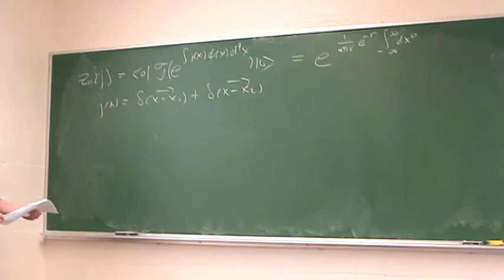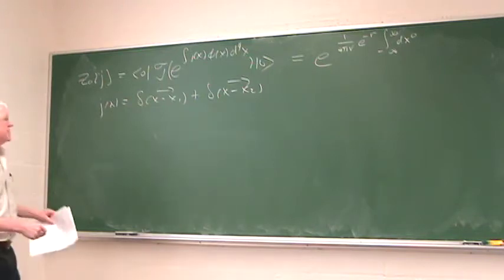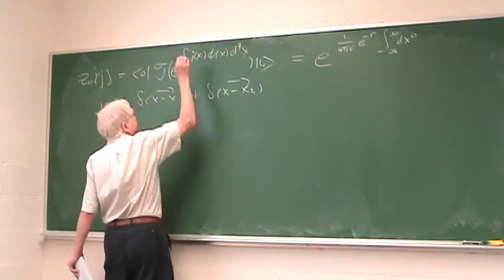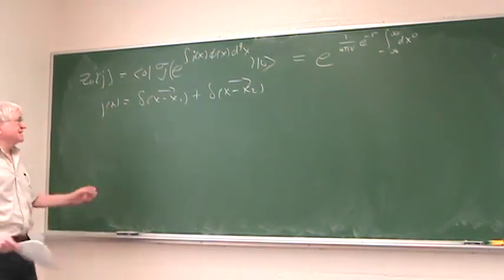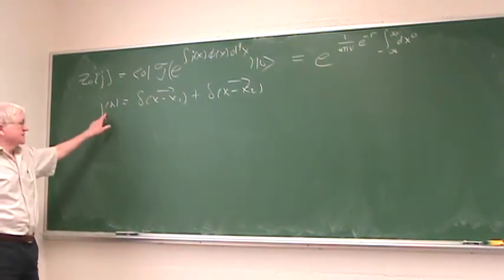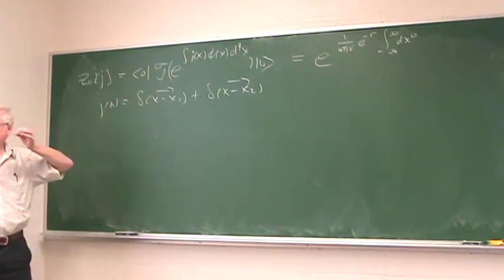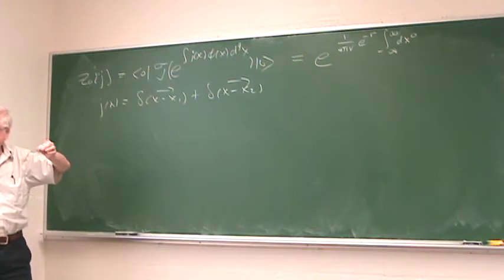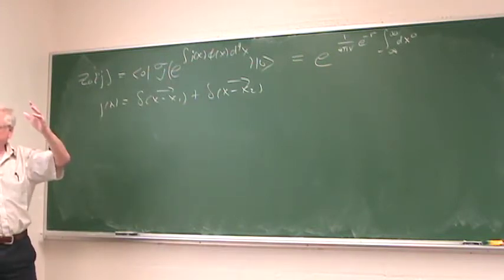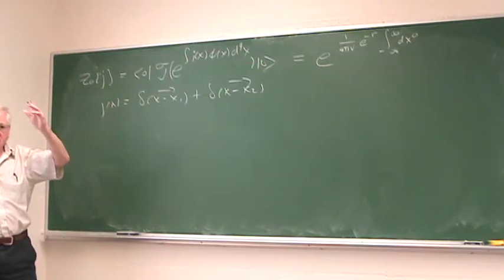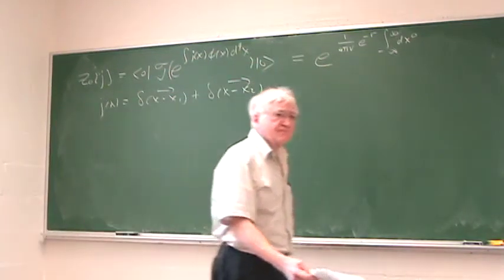I'm sorry, what is this J of x again? J of x is a mathematical device, it's a C number current, and this particular C number current is the one associated with two stationary particles that are just sitting at x1 and x2 for infinite amounts of time. And what is the C number current?